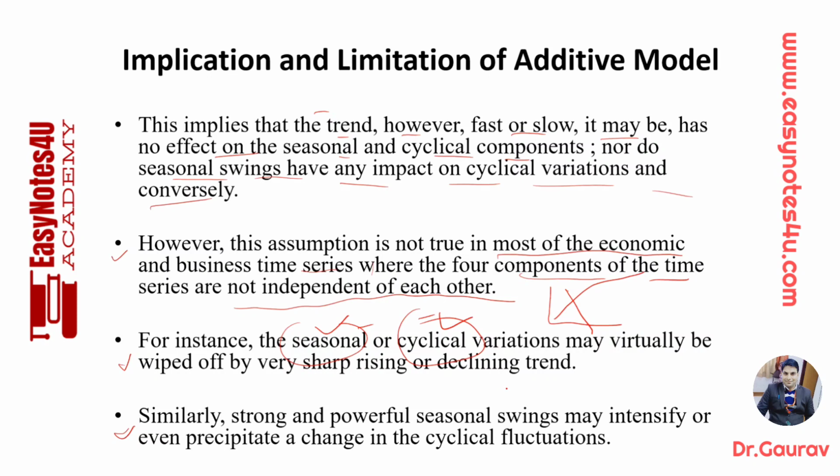Similarly, strong and powerful seasonal swings may intensify or even precipitate a change in the cyclical fluctuation. So if there is very strong demand for particular products in a particular season, more than expected, breaking all records, with a sudden boom in a particular season, where sales, revenue, demand and profit all suddenly increase, then in that case the seasonal cyclical fluctuation also gets affected. It also affects the cyclical fluctuation if there are strong and powerful seasonal swings.